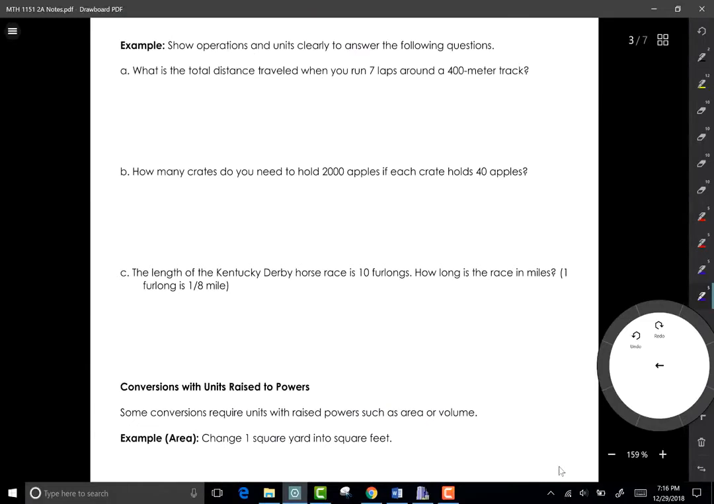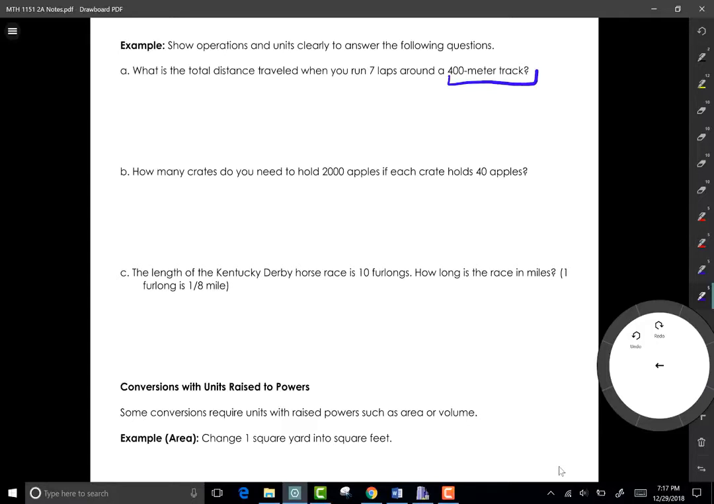So the next example, for part A, it says, what is the total distance traveled when you run 7 laps around a 400-meter track? So this tells you what your conversion factor is, because for each lap, it's 400 meters, right? If the track is 400 meters, that means every time you go around it, you do 400 meters.